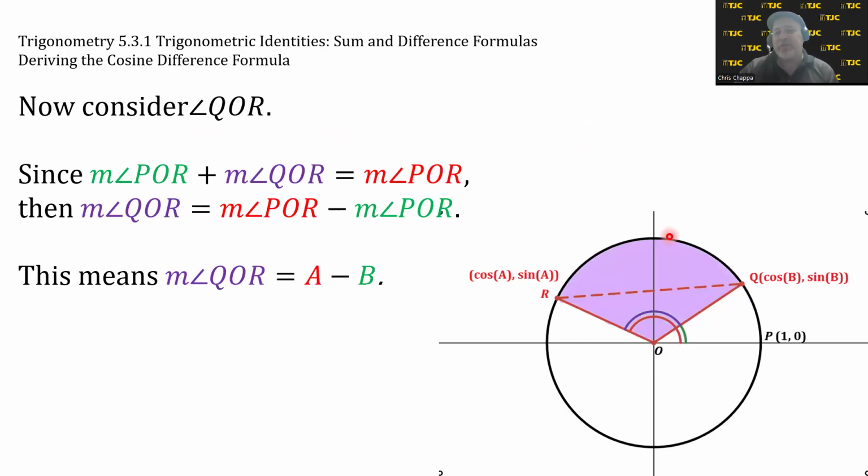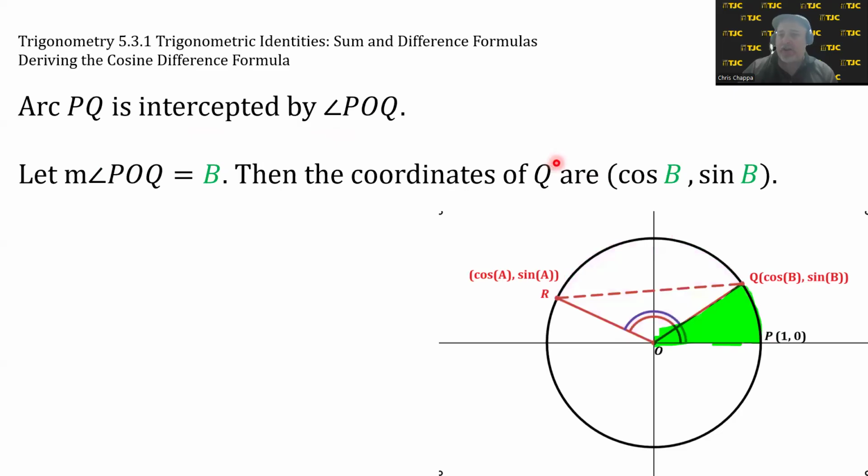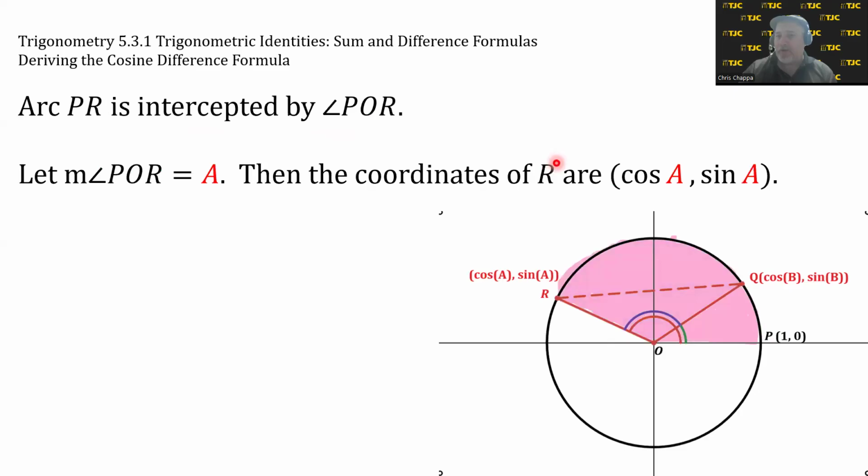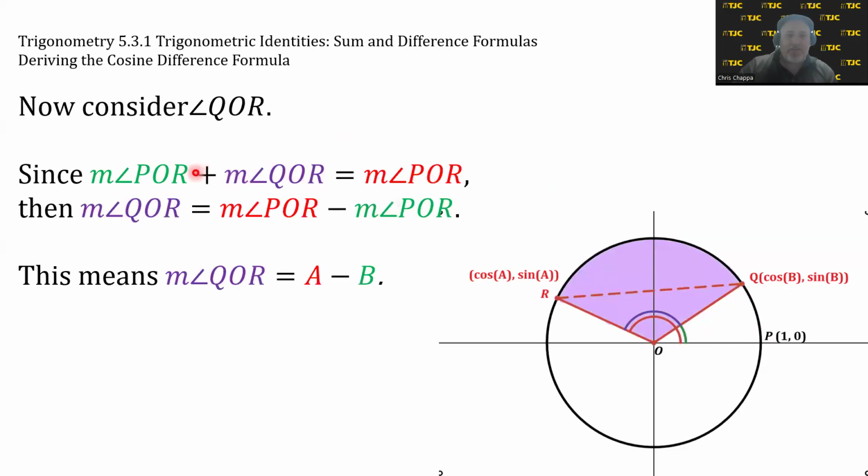But now we're going to consider this purple angle between QO and OR, so QOR, not in standard position. However, notice that the green angle plus the purple angle would give us the red angle. And if you want to see a more visual, the green angle plus the purple angle equals the red angle. And because of that, if we solve for the purple angle, we would get that the purple angle is the red angle minus the green angle. But the measure of the red angle was A and the measure of the green angle was B. So the measure of this purple angle is A minus B.